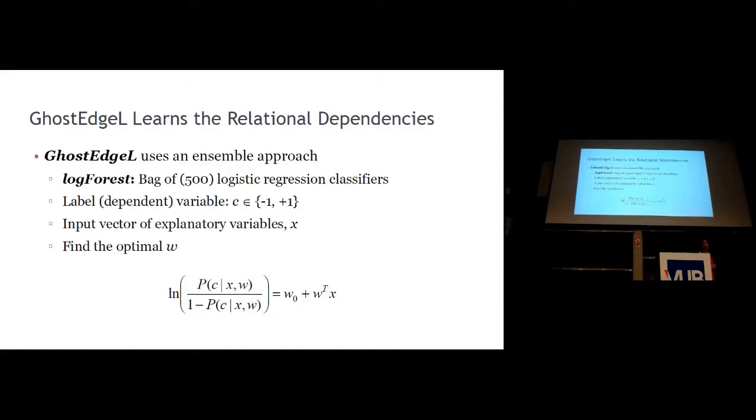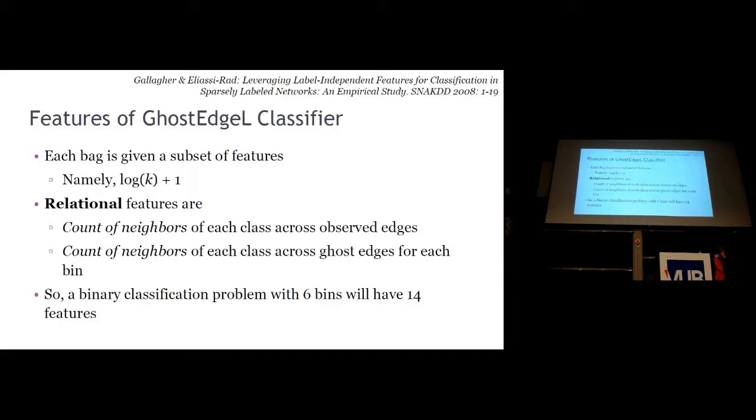We use an ensemble approach, which is a bag of 500 logistic regression classifiers. Here we were only interested in binary classification, so the states are +1 or -1. And now I have this input vector, which would be some features on these different edges that I have, so the observed edge and all the different binned ghost edges. And then I'm going to try to find the optimal weight W for this. And that's going to tell me how to weigh the relational dependencies that I have.